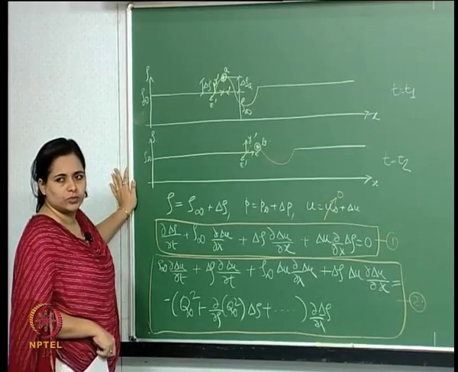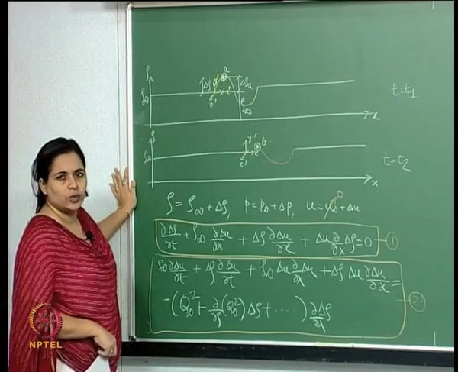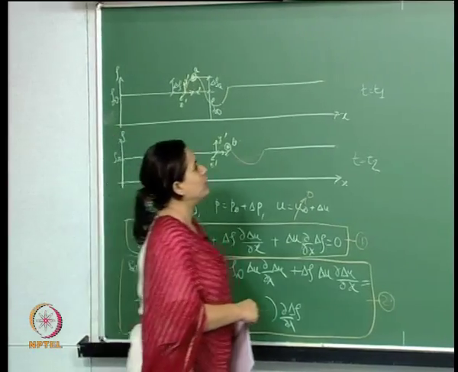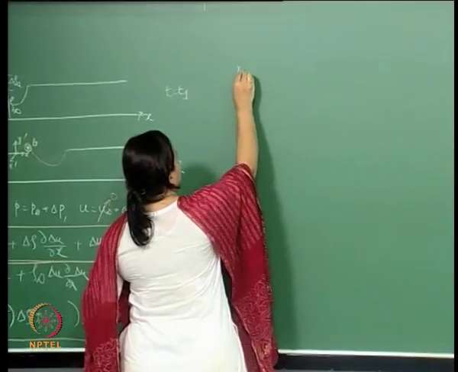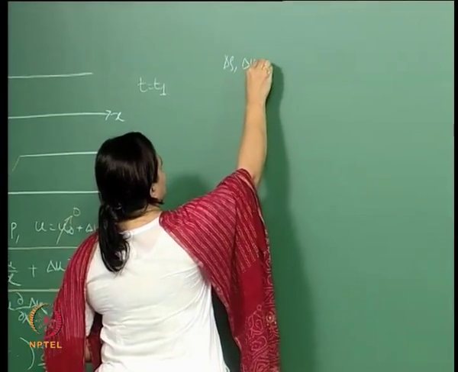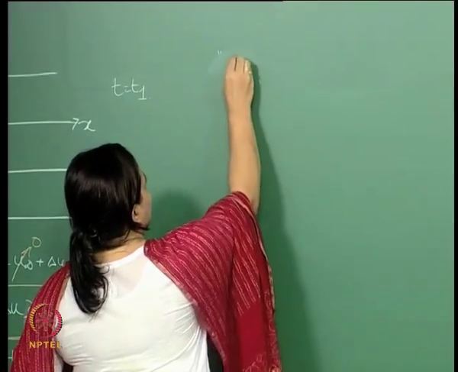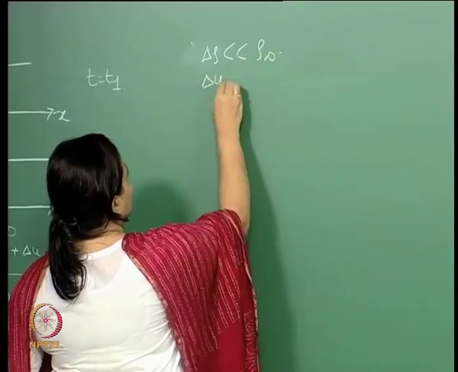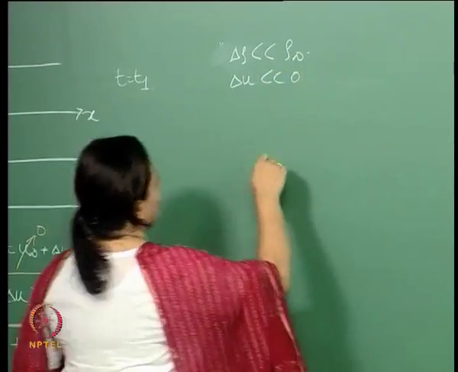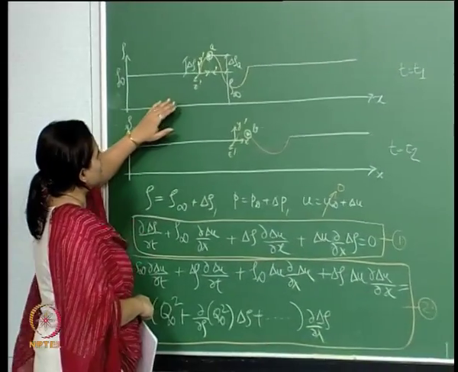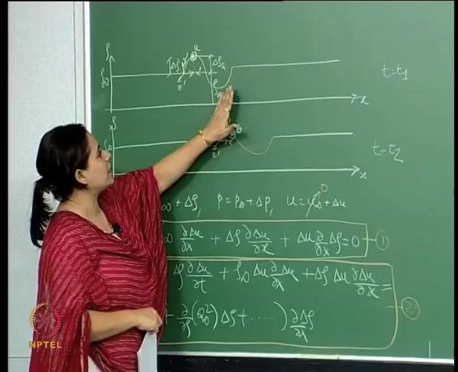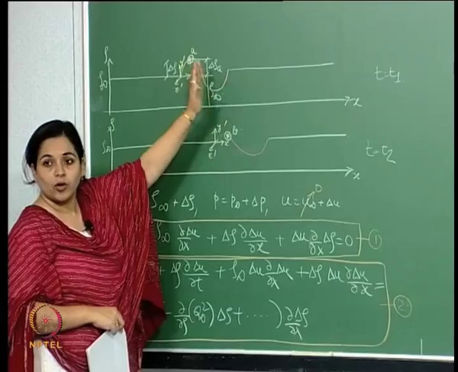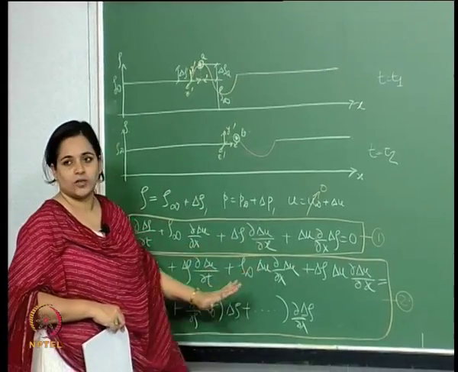Let us consider this to be a very weak wave, like a sound wave, and we will say that delta rho, all these perturbations, are very, very small. Then delta u is very, very small. Essentially, what we are saying is that if you have a wave like this, with a finite disturbance or perturbation, then these are the governing equations.